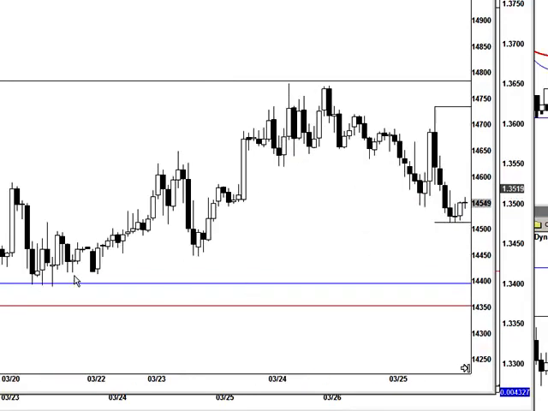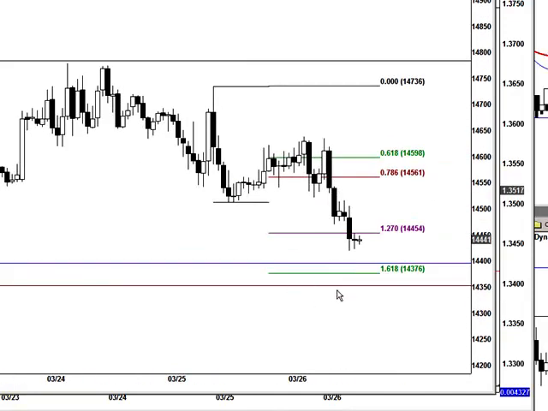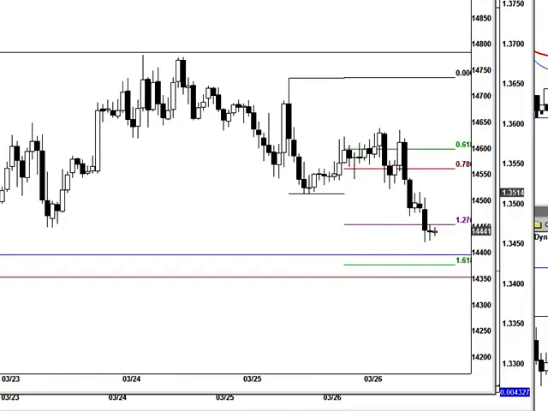Now, if I look left, I've got some previous structure support here at my blue line, and then of course this brown line underneath it is actually the 382 retracement. Since we know that most runs terminate somewhere around the 127, 1618 extension, taking your profits anywhere in here is going to be fine. You can try and capture everything and come all the way down here and hit this previous structure resistance or structure support line.